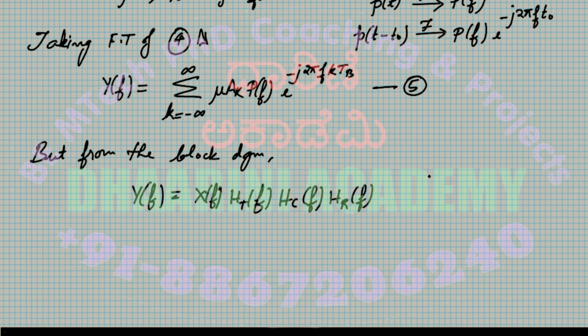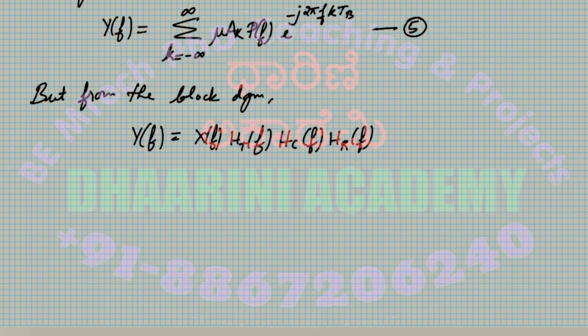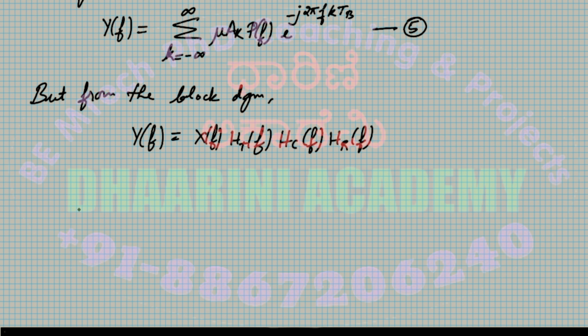I know what is y of f. From equation 5, I'll write what is y of f. So from this equation 5, I'm showing you here, let me write this y of f, that is LHS. I substitute summation k is equal to minus infinity to plus infinity, mu times ak into P of f, e to the power minus j 2 pi into the frequency f into k times Tb. That is the left hand side directly from equation 5.